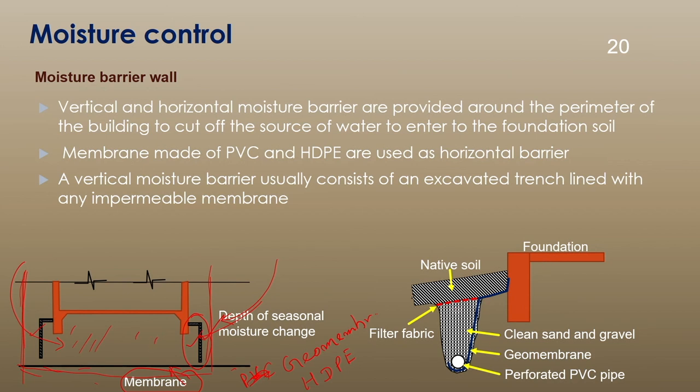In this case, we can see this is a foundation level. Here a trench has been dug, and then this is filled with clay and sand and gravel, and a perforated PVC pipe is there. A geomembrane has been provided as a vertical barrier wall over here. Since the geomembrane is impermeable to water, the migration of water cannot take place beyond this portion. So this is also one form of the vertical barrier wall.